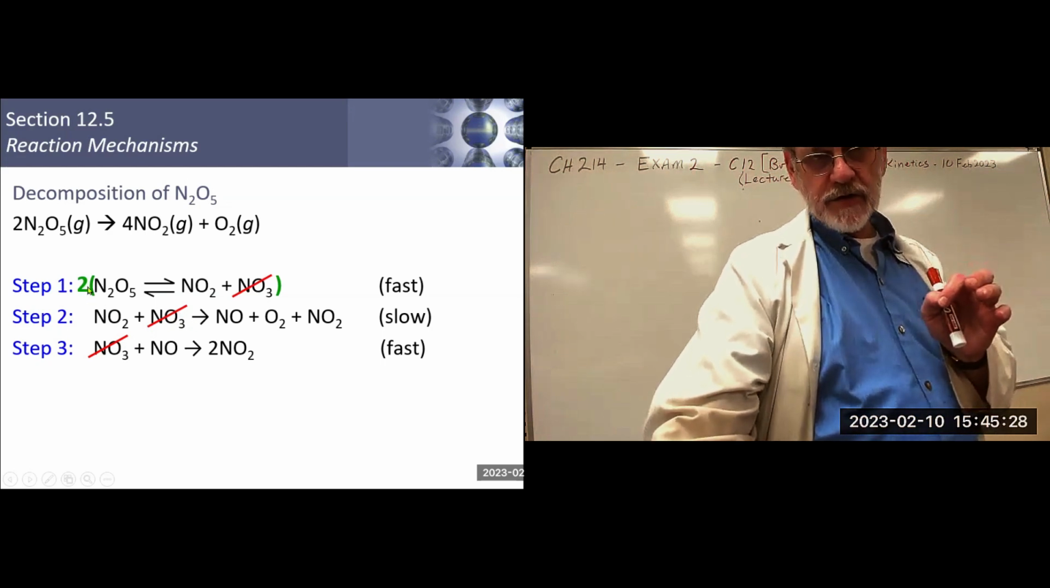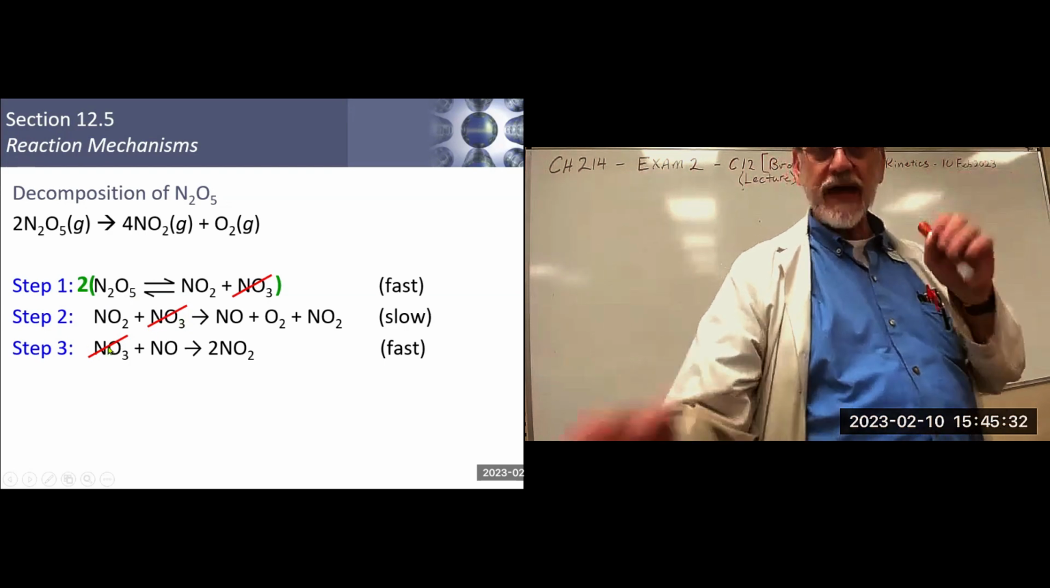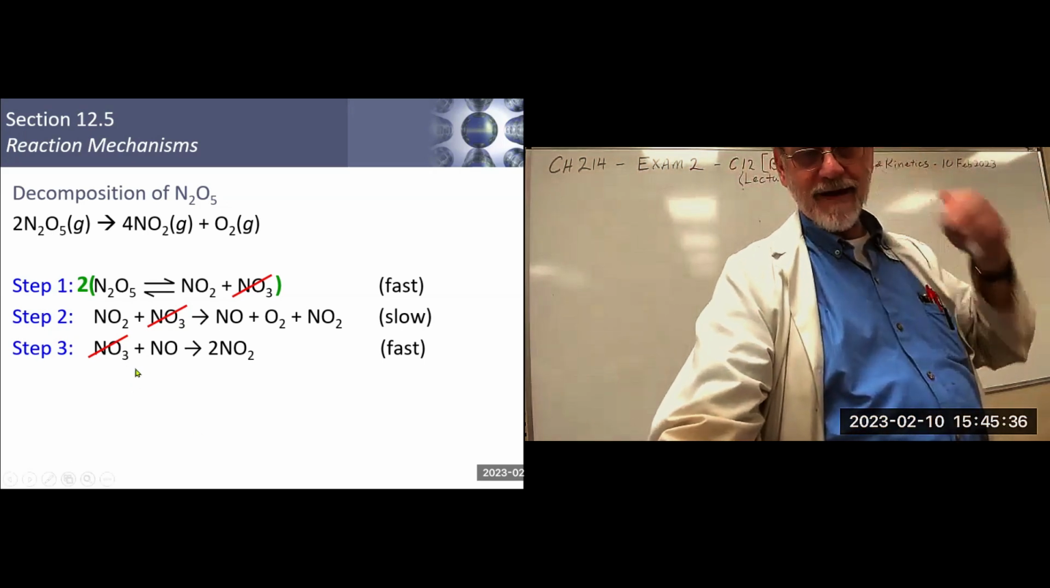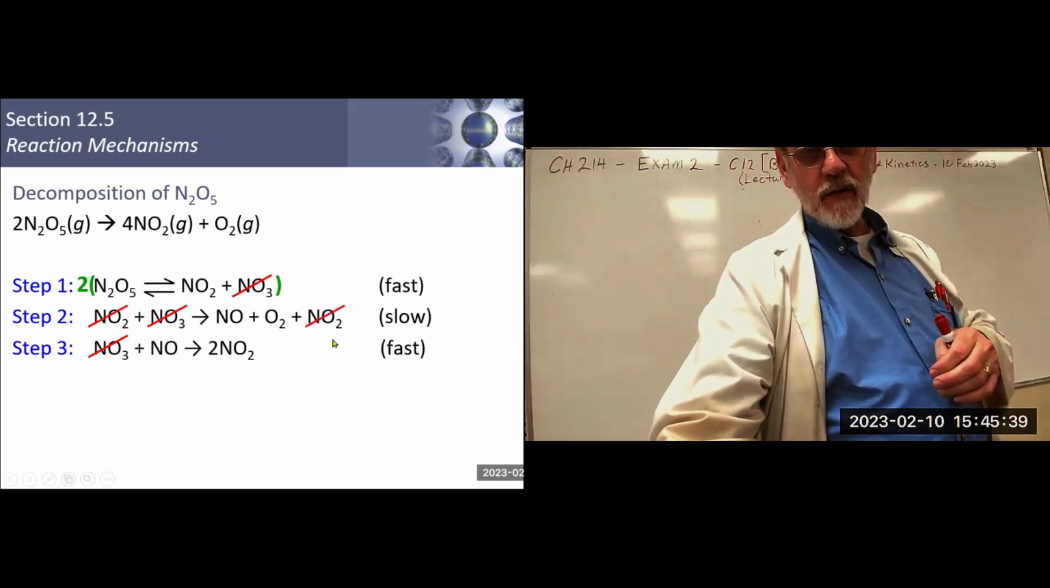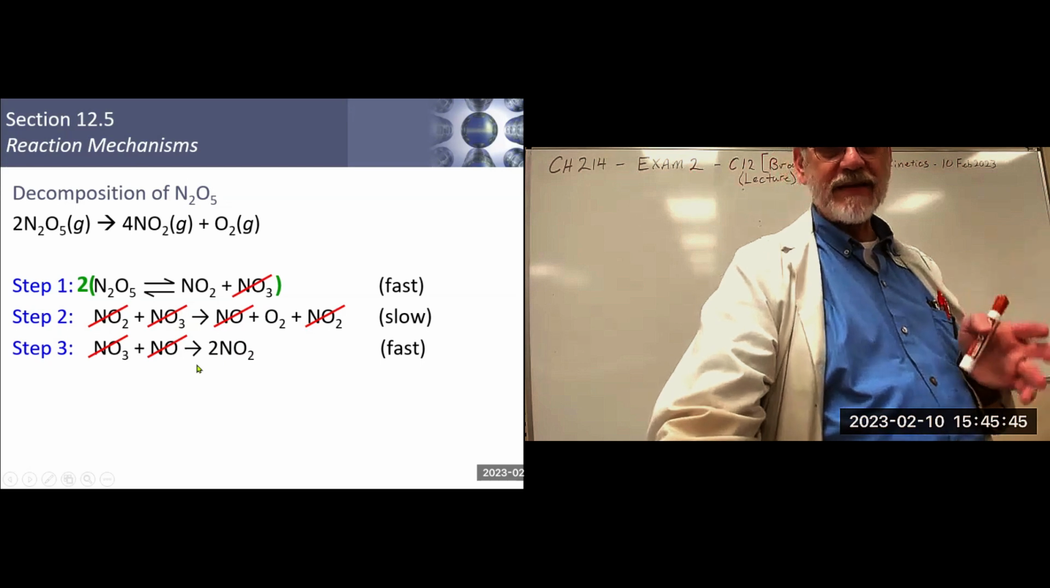2 times this one makes two of these. That means this one and this one are both canceled because they're on opposite sides of the arrows. Now we can cancel the NO2s on both sides of this equation. We can cancel the NOs on this side of the equation. And then what does that leave us?